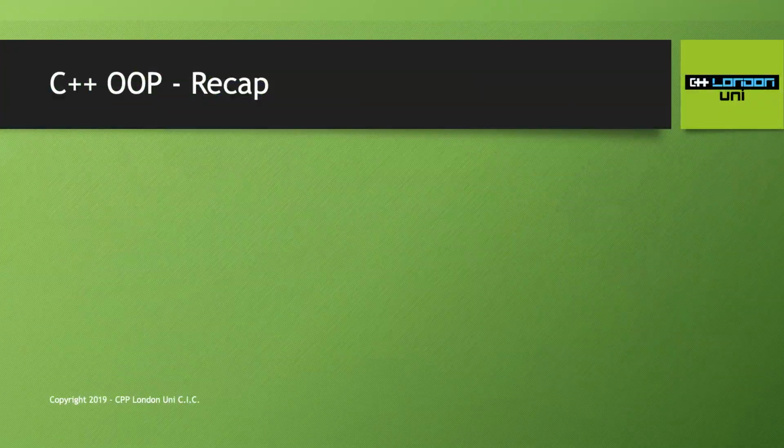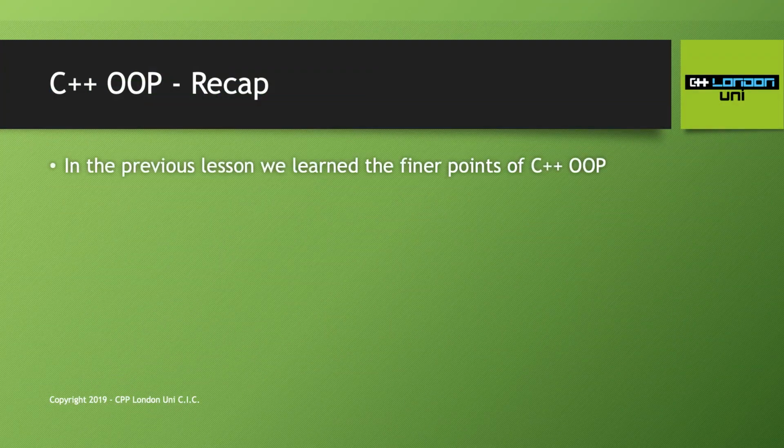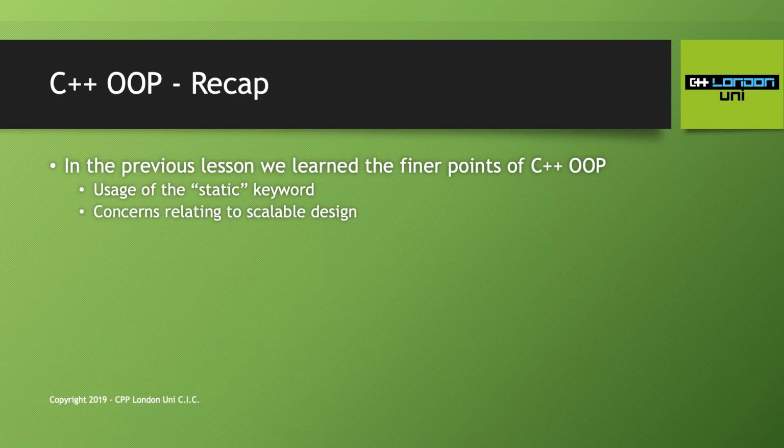So let's just quickly recap what we've learned in the previous lesson. It was mainly the finer points of C++ OOP, so usage of the static keyword. Of course, the static keyword is for having data shared between multiple separate instances of your class. We looked a little bit at the concerns revolving around having a scalable design. Also touched upon in the first lesson where we said generally to prefer composition over inheritance.